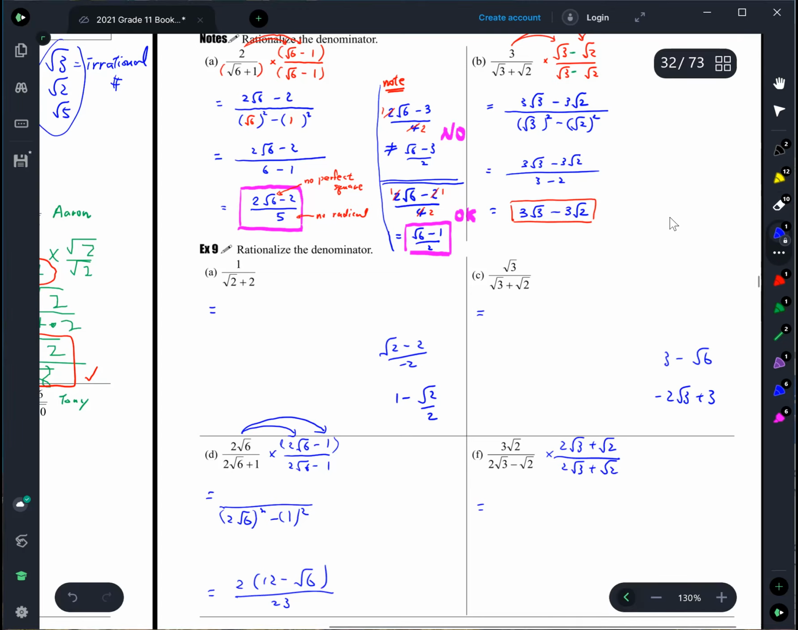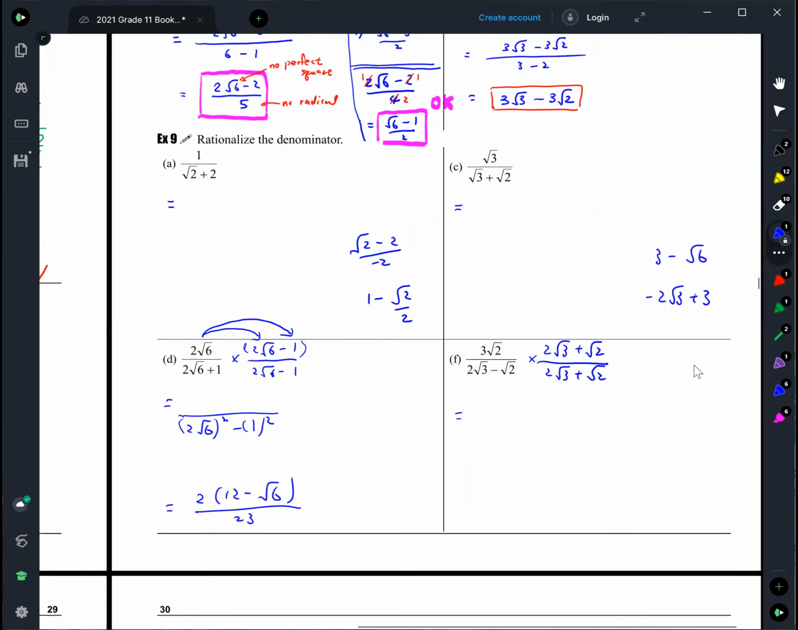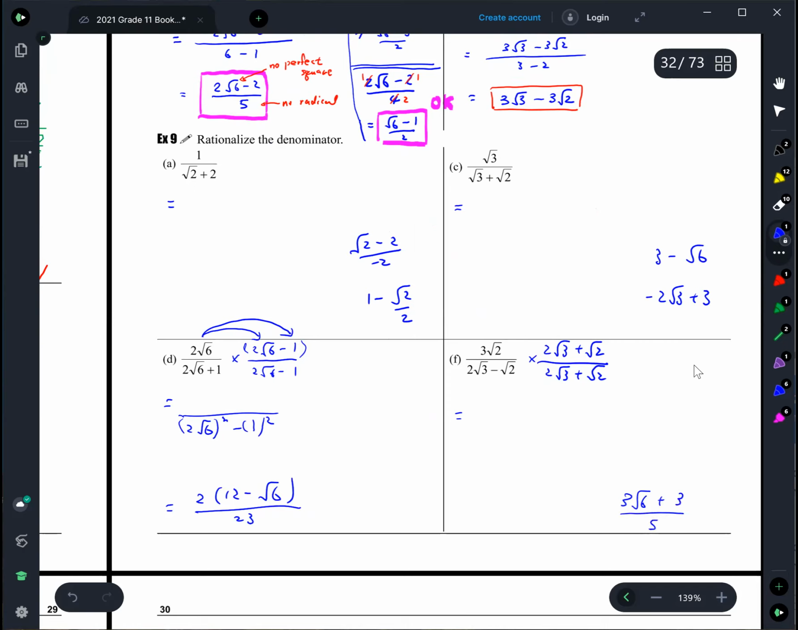Okay, it's all right. Shanir, what's your answer? Hello. Yeah, I can hear you. I got 3 square root 6 plus 3 over 5. I'm not sure if that's right. I haven't checked it over yet. Okay, no problem. We're going to go over the steps now, and then you'll find out.